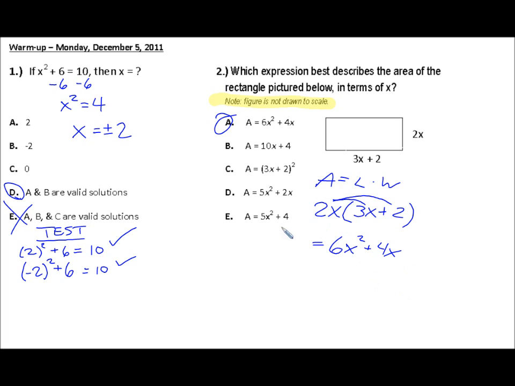That is, it's actually a function. You could say this is a function of x, which gives the area given any value for x.